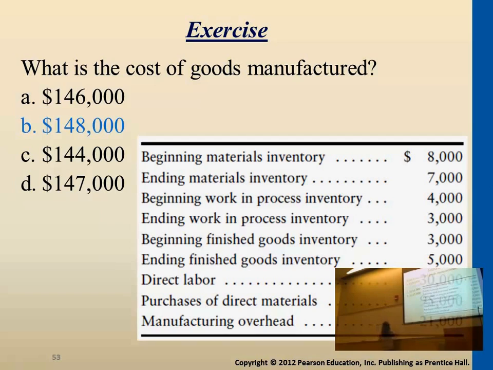So to get cost of goods sold, again, you need to transfer this number over here. This is the cost of goods manufactured. Add any finished goods from last year, minus the ones that you haven't sold to customers, and that will give you the amount that you actually sell to customers.